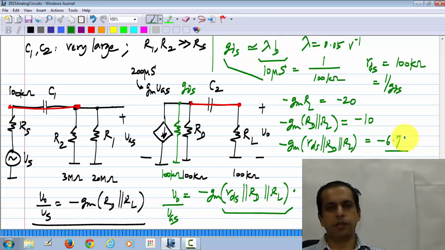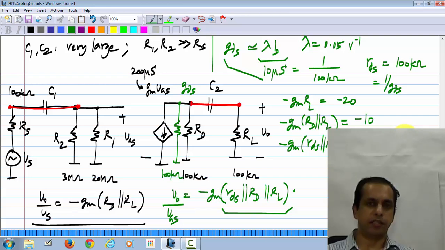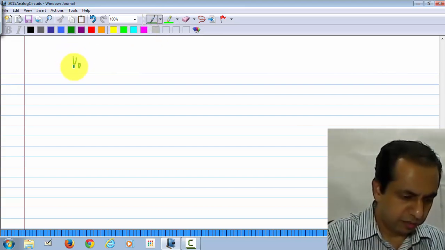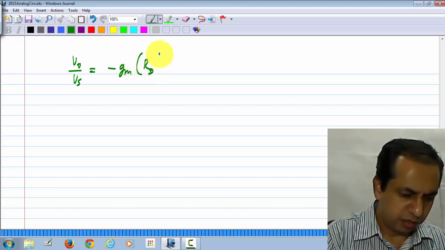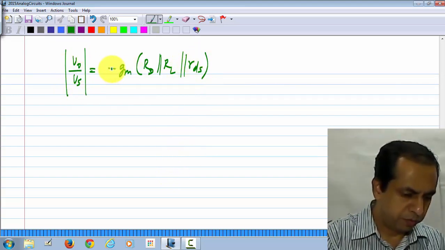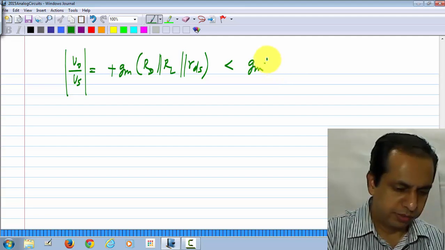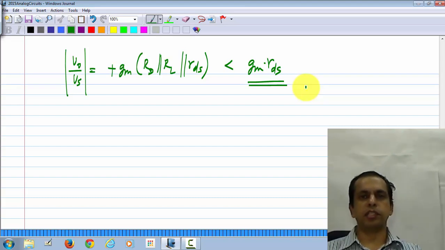One thing you notice is RDS appears in parallel with these. So, even if you set RL to infinity and RD to infinity, somehow you find some way of biasing and there is no load resistance at all, the maximum value of gain magnitude would be GM RDS, because this gain V naught by Vs, which is minus GM RD parallel RL parallel RDS, and if I consider only its magnitude, becomes plus, and we know that this is going to be less than GM RDS. Okay. So, this GM RDS both are just parameters of the transistor.